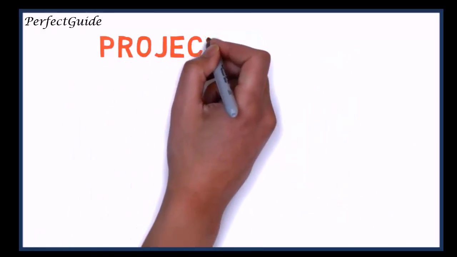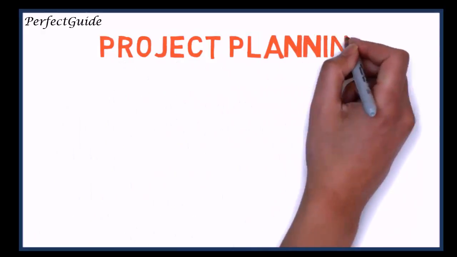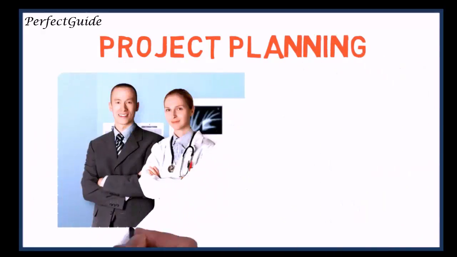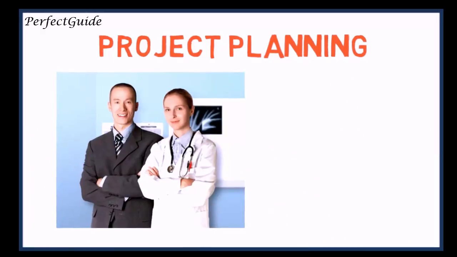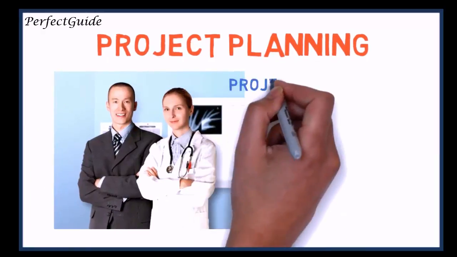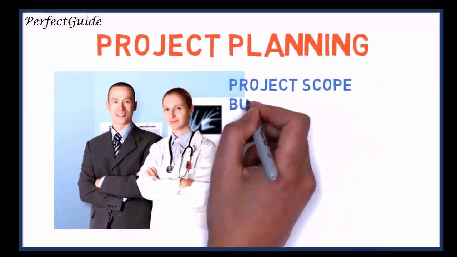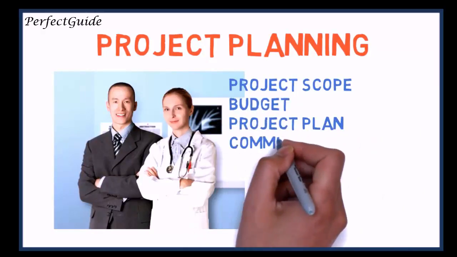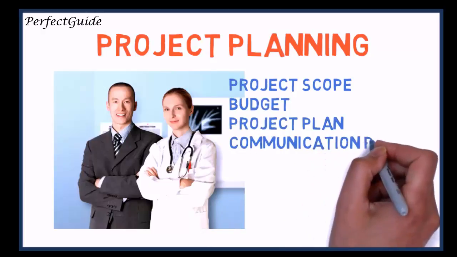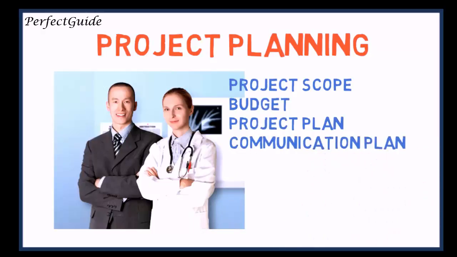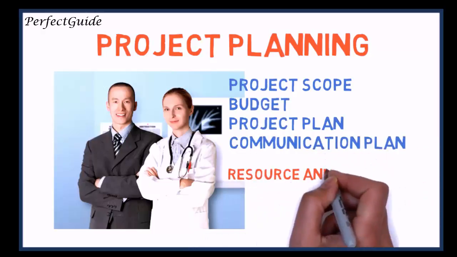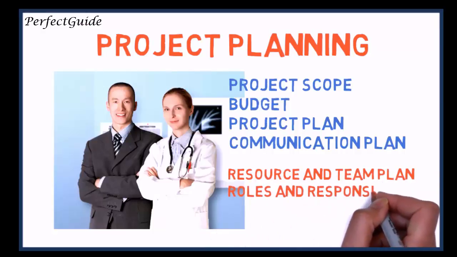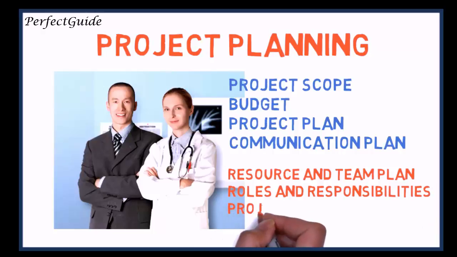The project planning phase establishes a strategic vision of the EHR project that defines the scope, budget, team, and roles and responsibilities. Milestones and important activities of this phase include definition of project scope, setting the budget, creating the project plan, developing a communication plan, conducting resource and project team planning, defining and assigning project team roles and responsibilities, and project kickoff.